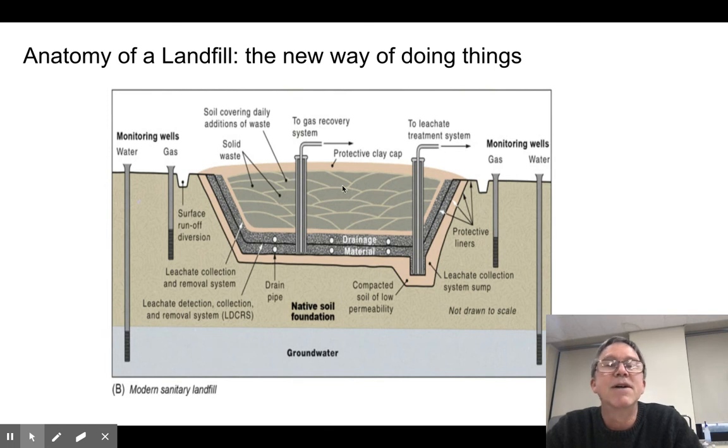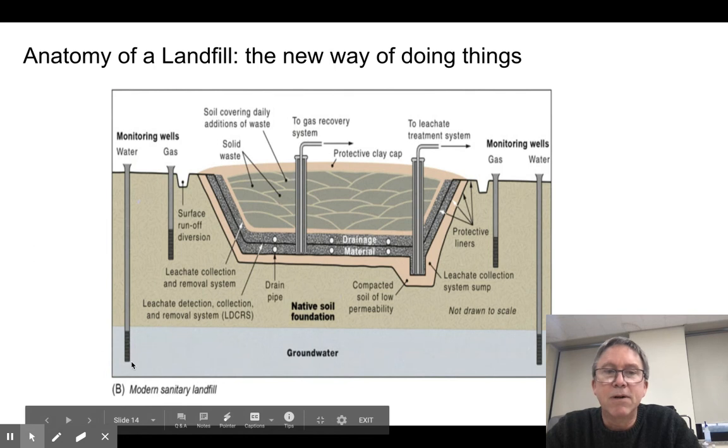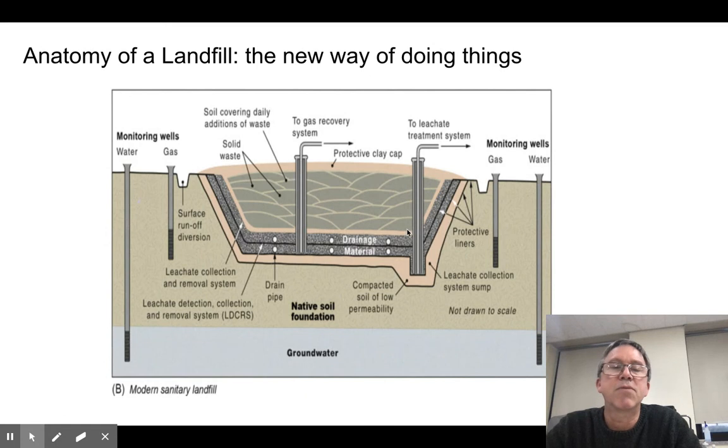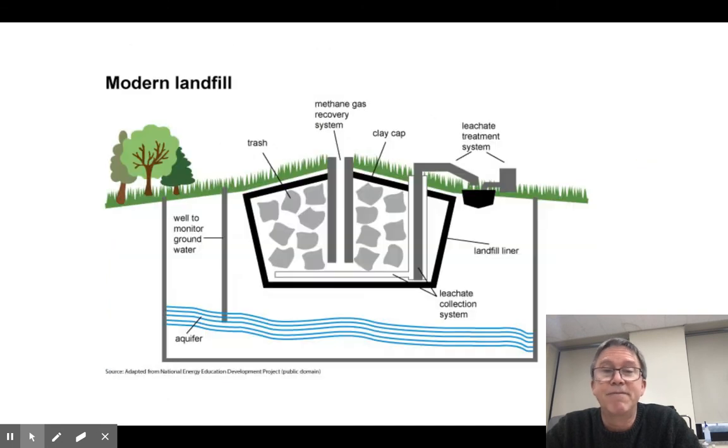Okay, but we're not just going to pretend it's not there. We're going to have systems in place to deal with the leachate, to deal with the methane, and to check to see that we're not harming anything. So what we do is we put in these monitoring wells so that we can see if the groundwater is becoming contaminated. And if it is, we know that there's a problem with this, and we have to remediate. So that's what we do now. It's expensive, and you know what? It really protects the environment, and it's kind of cool.